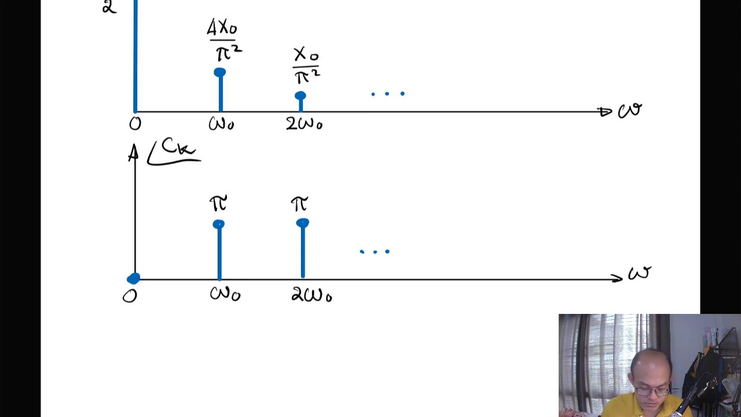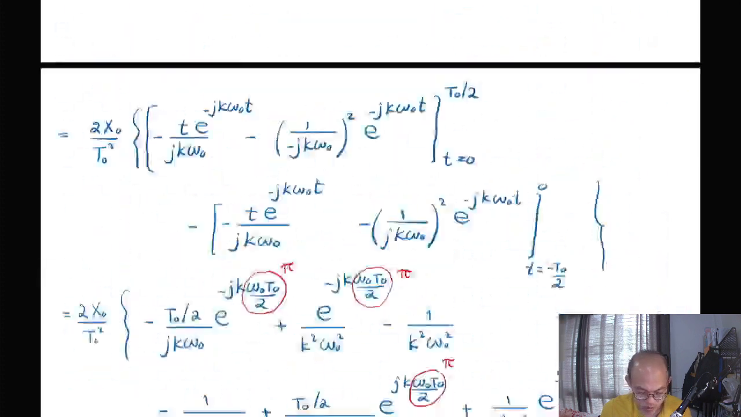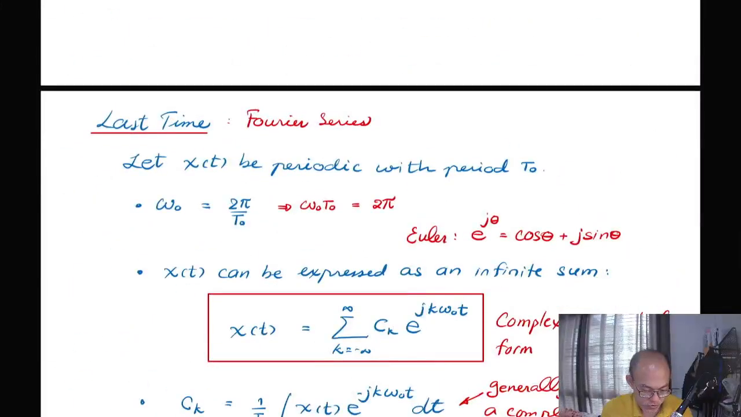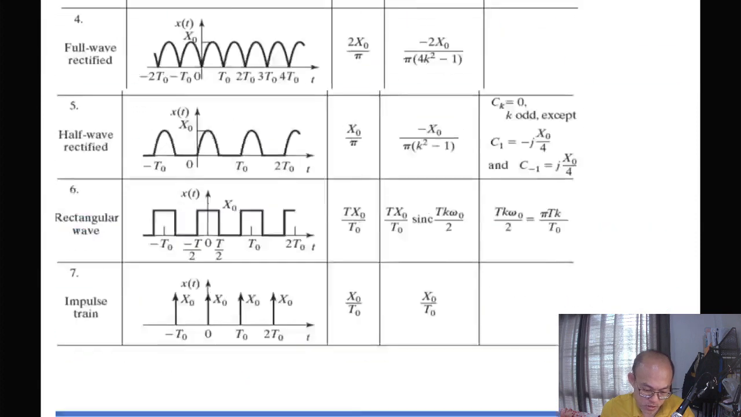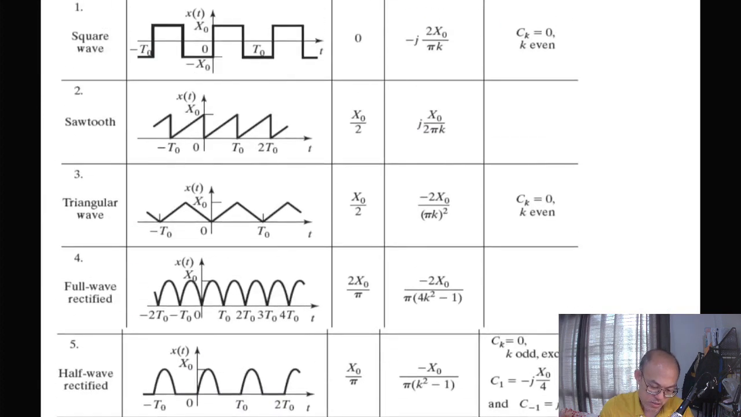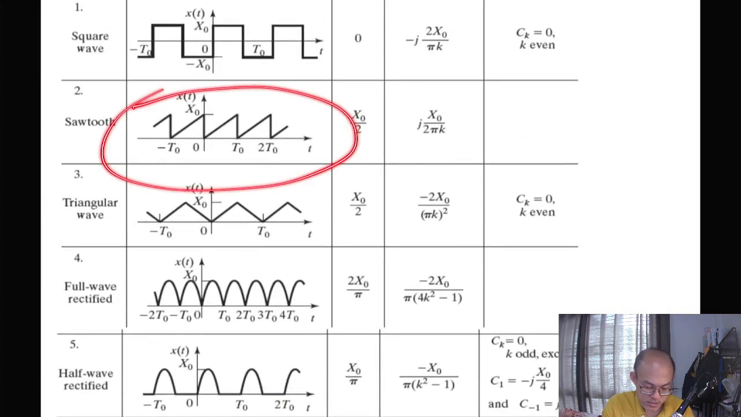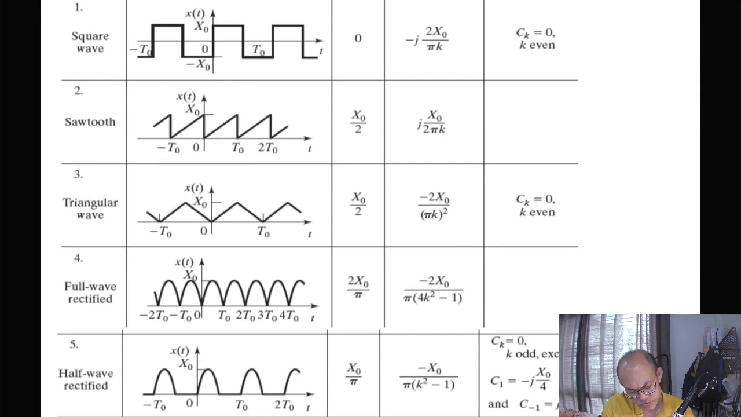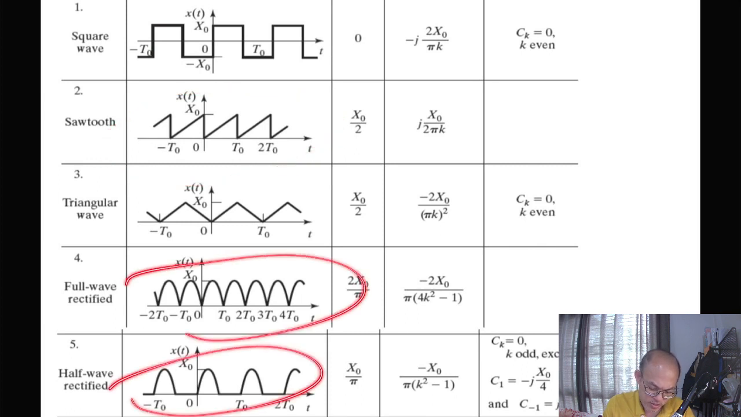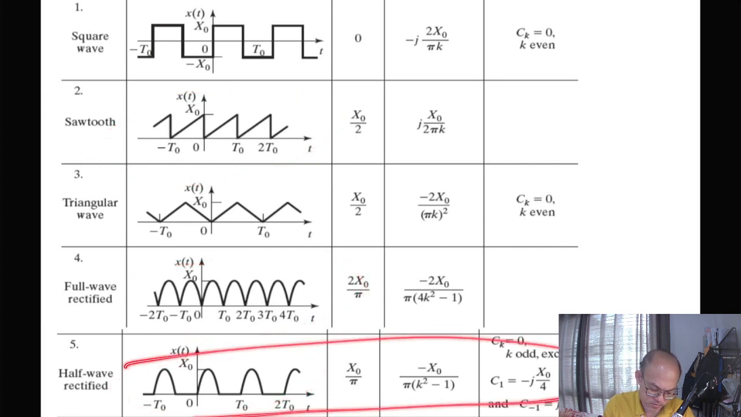Okay? You can do a lot more, right? You could do the sawtooth. Sawtooth is right here. Have we done sawtooth yet? I don't think we have. Okay, sawtooth is right here. You could do this one. You could do this one. This one is rather tricky. I don't think you should do it.